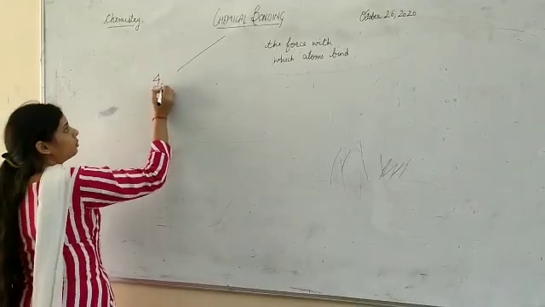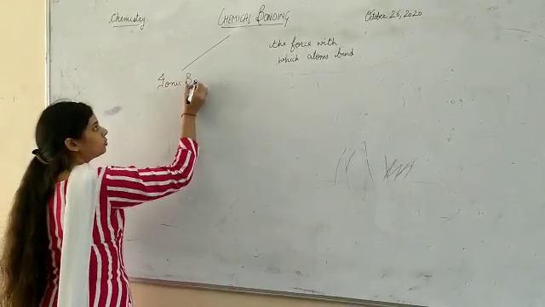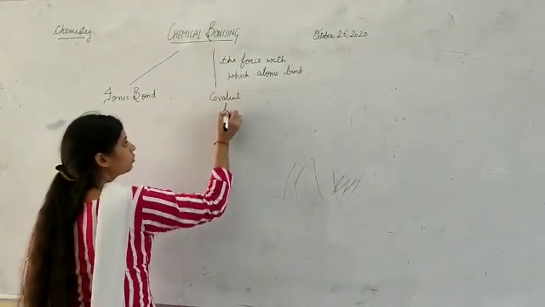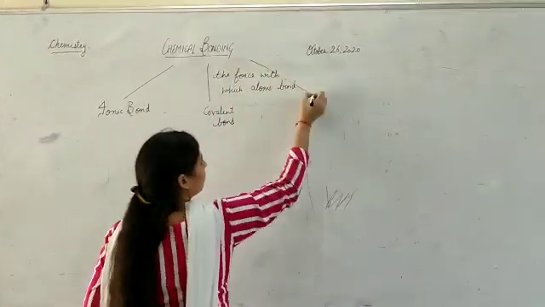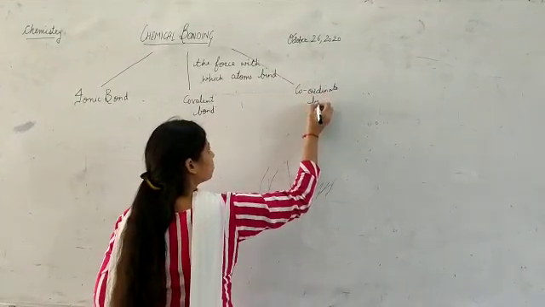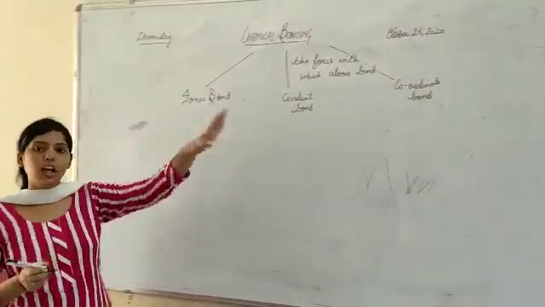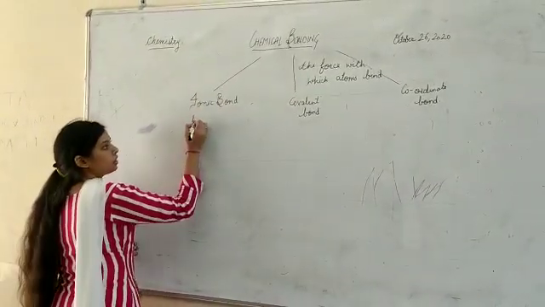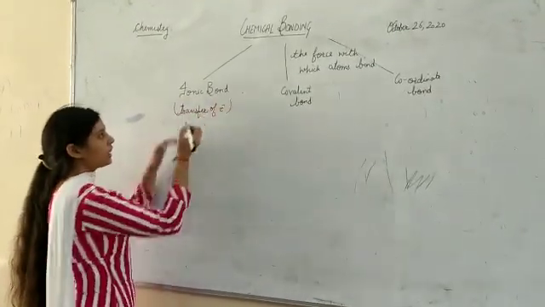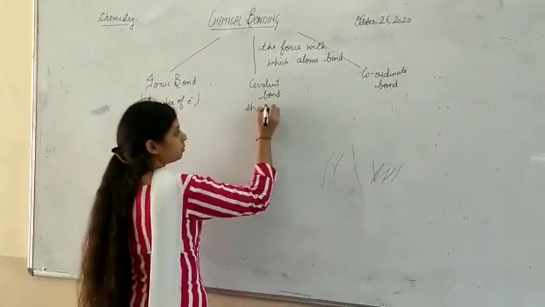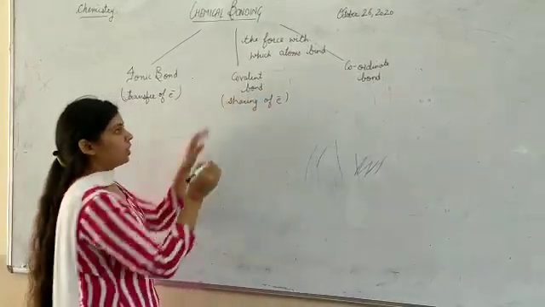The number one is ionic bond, second is covalent bond, and the third one is coordinate bond. They differ in how the atoms interact with each other. If the atoms interact by transfer of electrons, it is called as ionic bond. If there is sharing of electron, it is called as covalent bond.